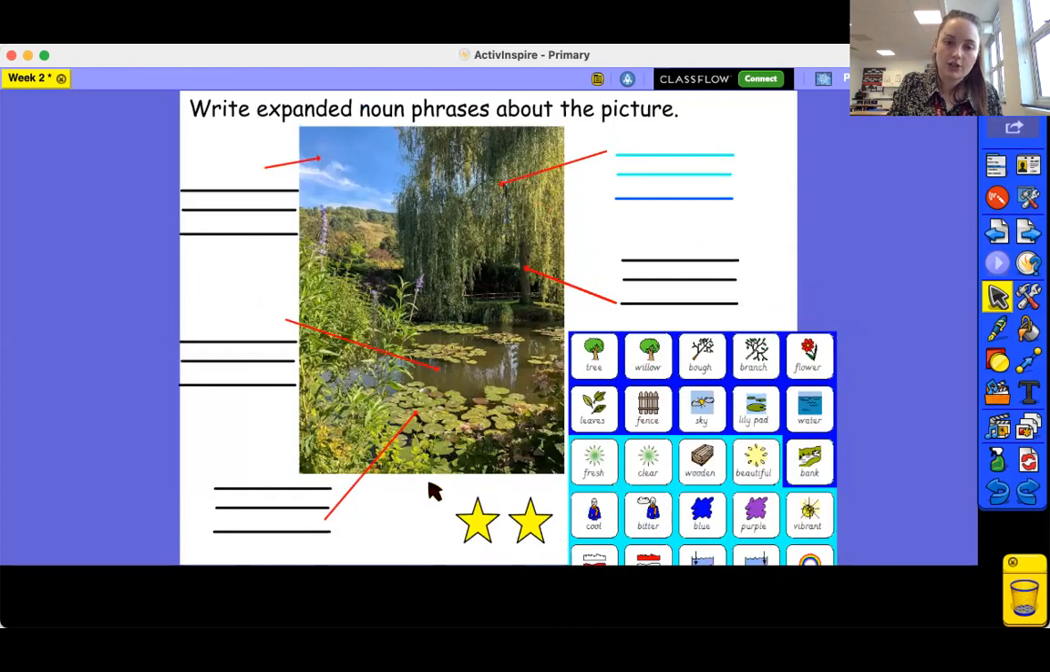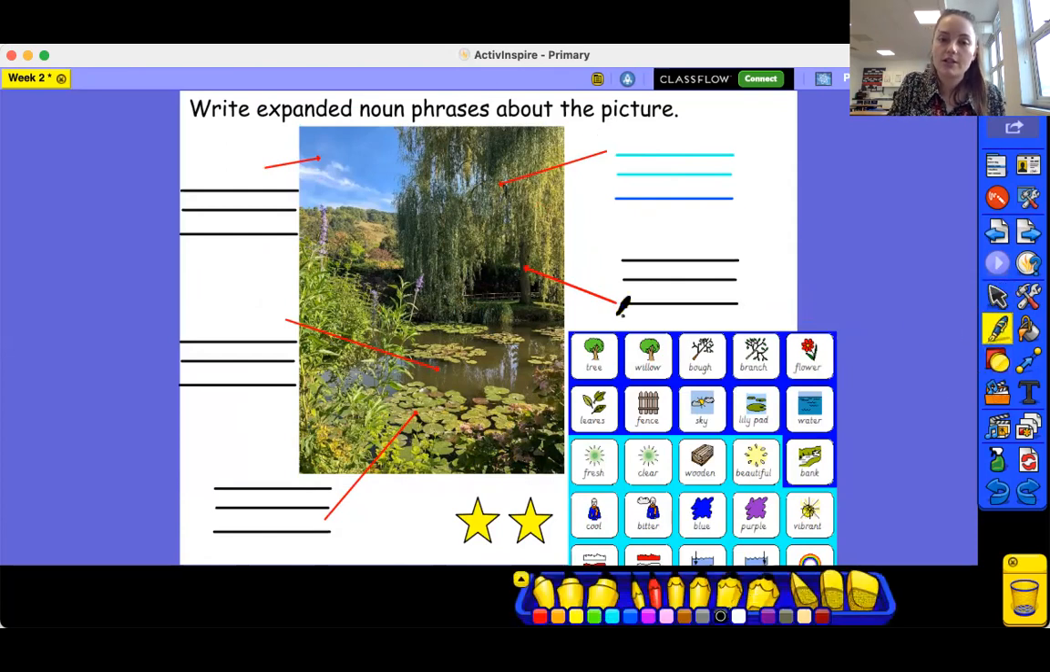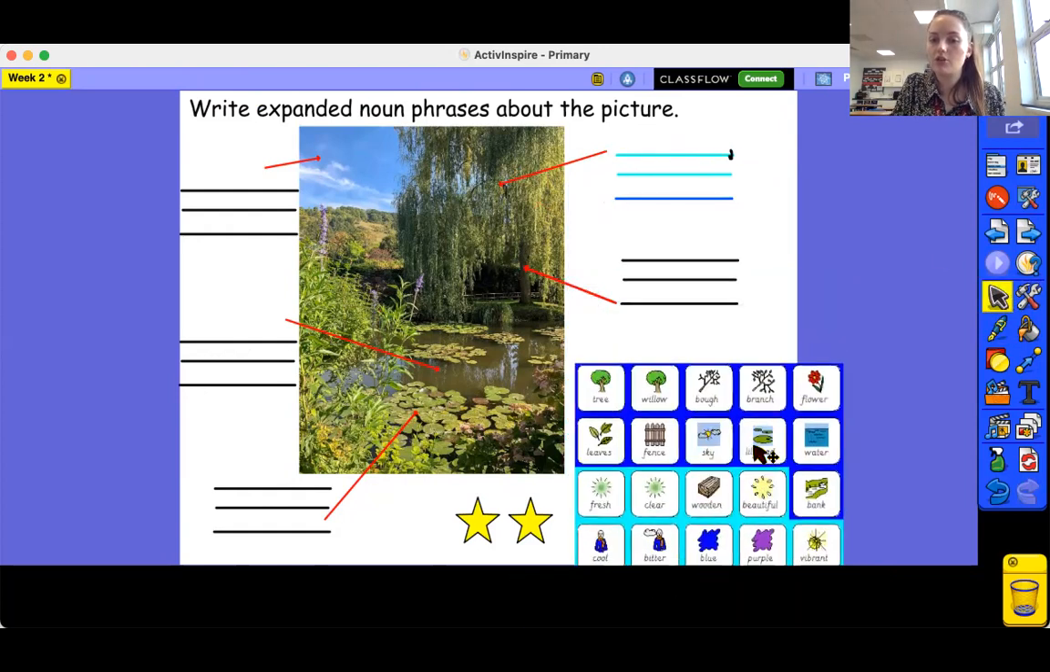The 2-star challenge. Again, you will find this on the school website, and you are going to write expanded noun phrases about the picture. The first one is colour-coded to help you, to remind you to do an adjective, and a noun. And don't forget your comma. So the arrows point to different things on the picture, and you're going to describe those things. So this arrow is pointing to a branch. So you're going to describe that branch, the something, something branch. Remembering to put your comma after your first adjective. The beautiful, brown branch. You can use the word map to help you, or you can come up with your own.